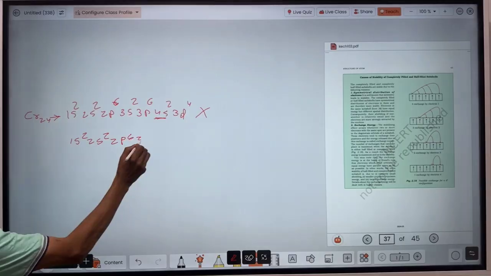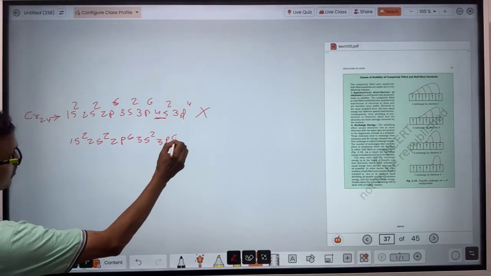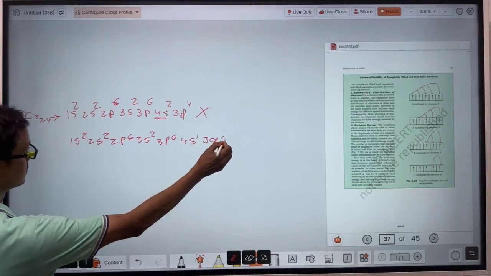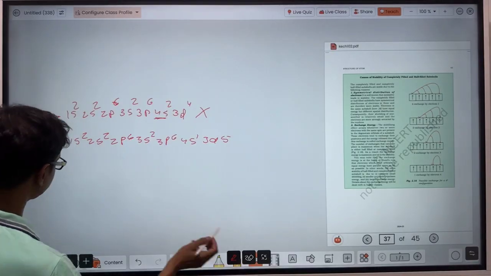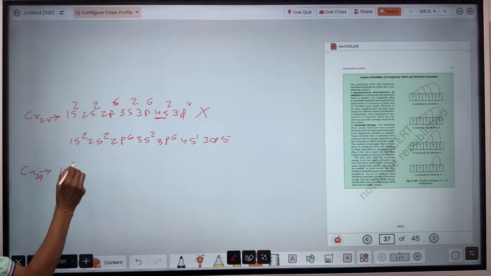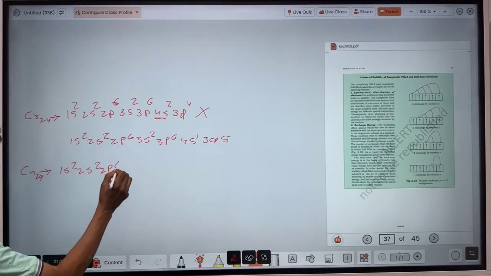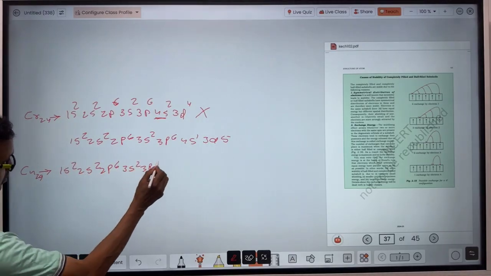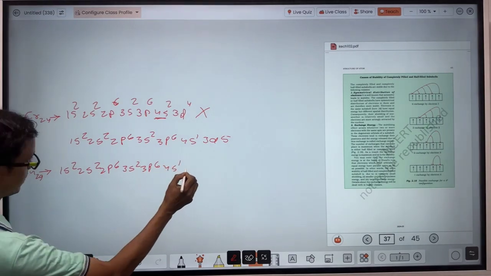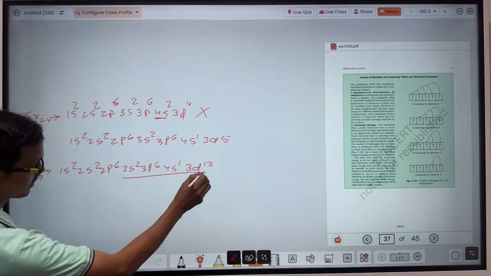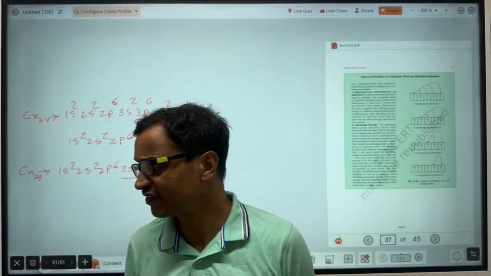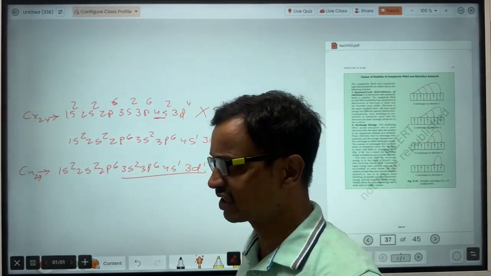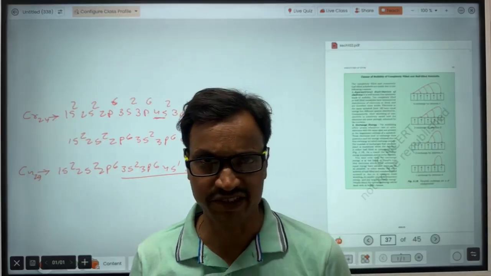So actually the electronic configuration will be 1s2, 2s2, 2p6, 3s2, 3p6, 4s1 and 3d5. In the same way, for copper, atomic number 29, the electronic configuration will be 1s2, 2s2, 2p6, 3s2, 3p6, 4s1 and 3d10. These electronic configurations are based on the fact that half-filled and fully filled orbitals give extra stability.